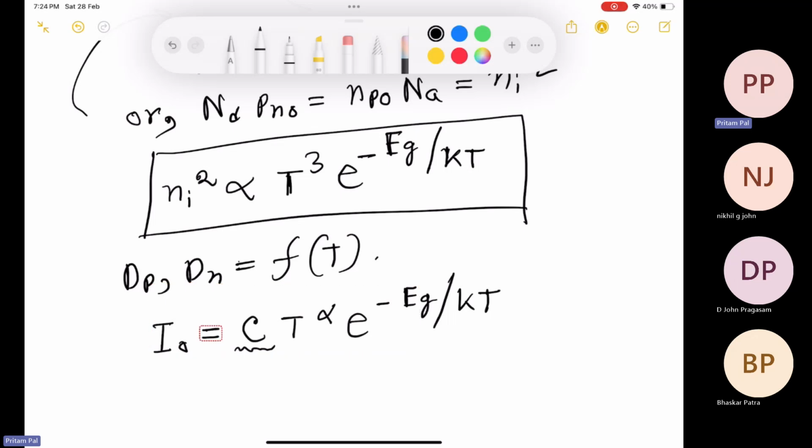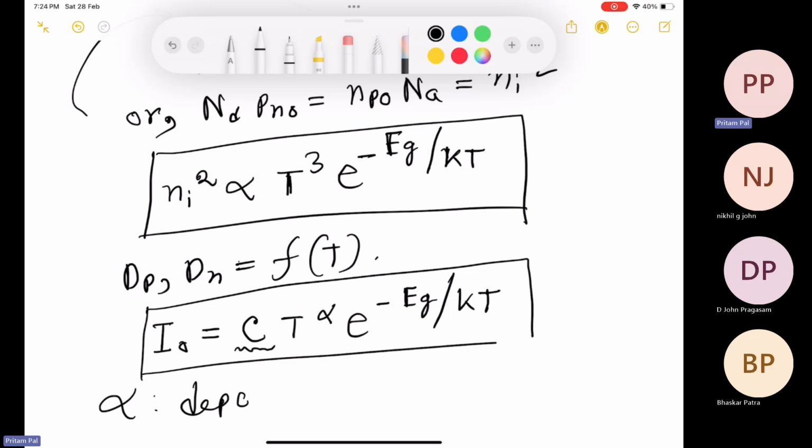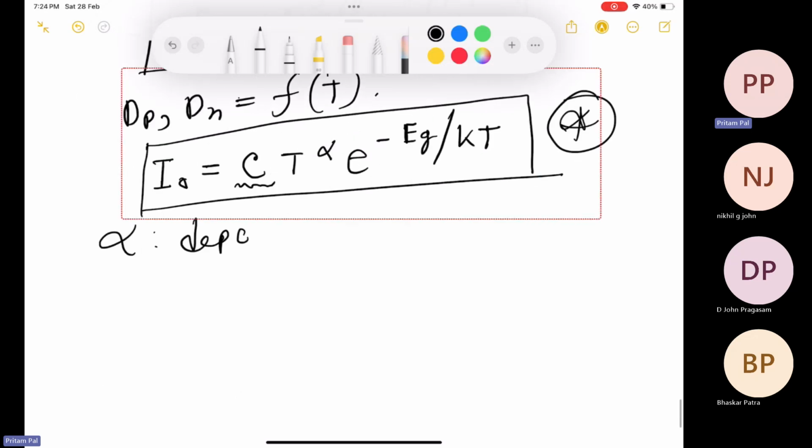Now alpha depends on the material. What will be this exponent? You can write this expression down, how the reverse saturation current changes with temperature. This is important. So alpha depends on the material.